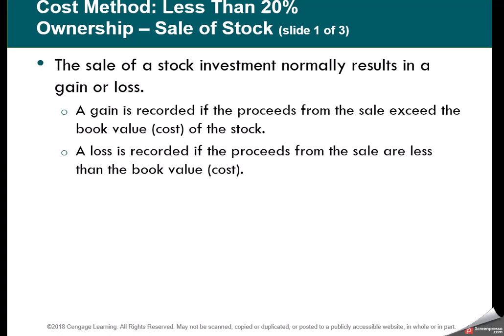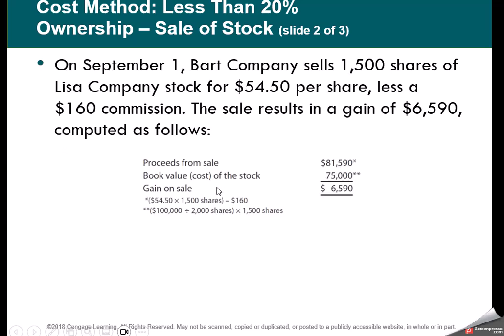Then maybe a period of time later we sell it. So if we sell it for more than our cost, we have a gain. If we sell it for less than our cost, we have a loss. So we sell 1,500 shares at $54.50 per share, less $160 commission, again, because we have to pay the broker. So we have proceeds from the sale of $81,590. Down here they show us the $54.50 times the 1,500 shares minus that broker fee gives us our proceeds. We compare that to the cost.